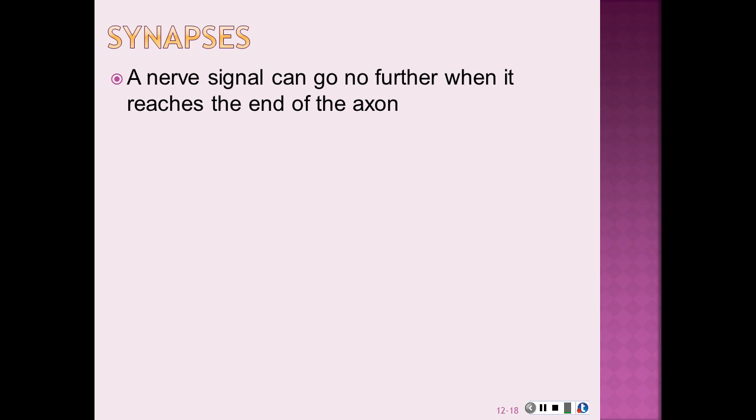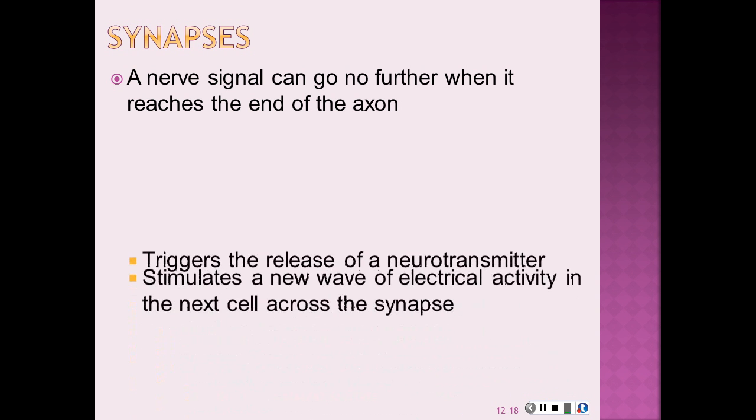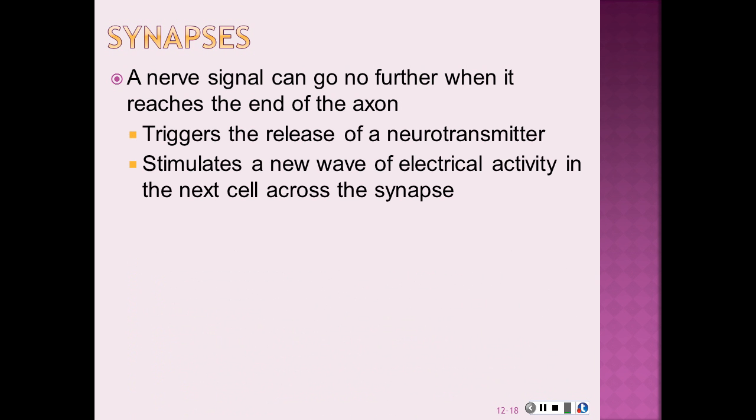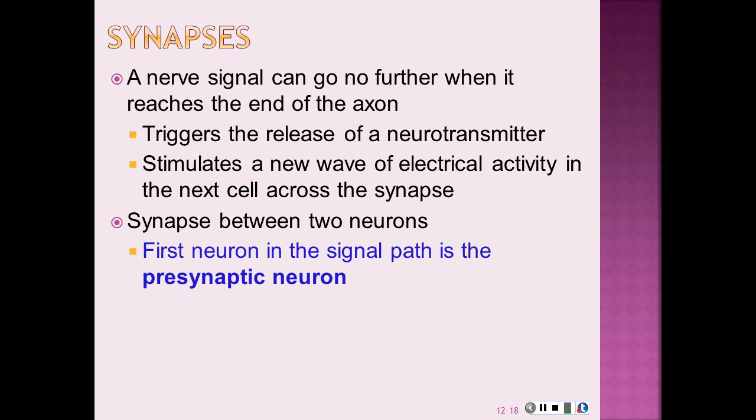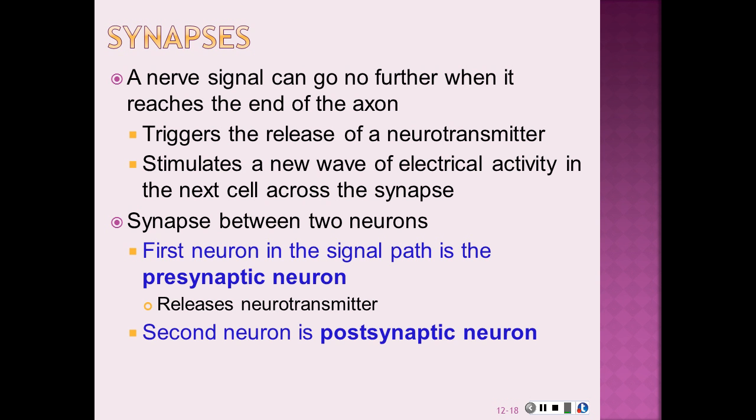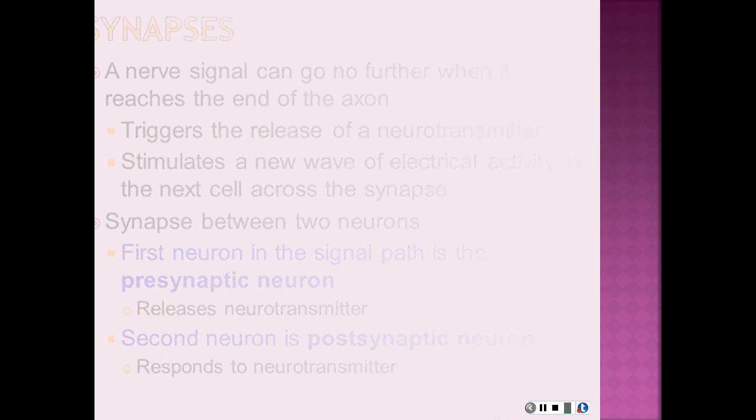Now, a synapse exists at the end of an axon. In synapses between two neurons, the first neuron is the presynaptic neuron, and the second is the postsynaptic neuron. The presynaptic neuron releases neurotransmitters, and the postsynaptic neuron is the one that responds to the neurotransmitter. Now these synapses trigger the release of neurotransmitters, and they also stimulate a new wave of electrical activity in the next cell across the synapse.